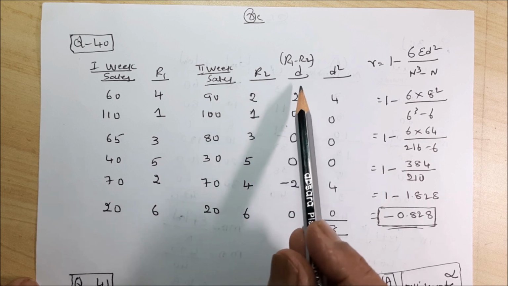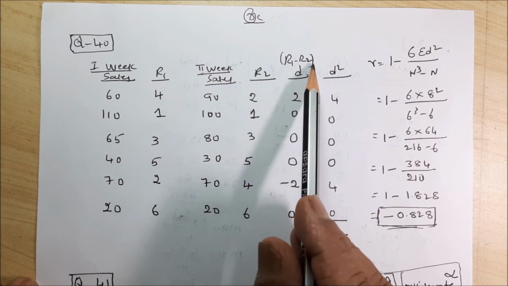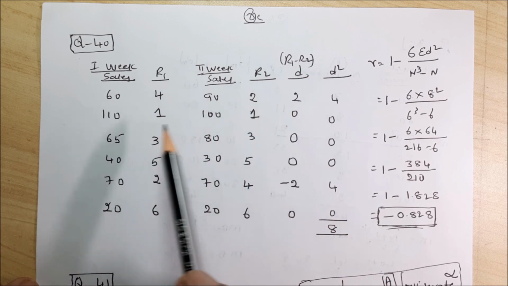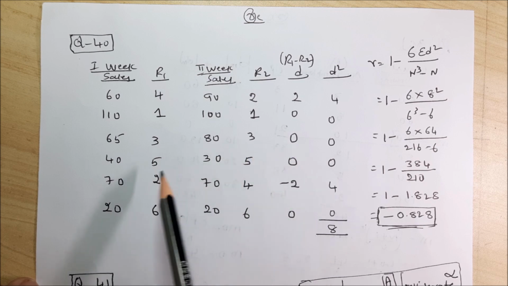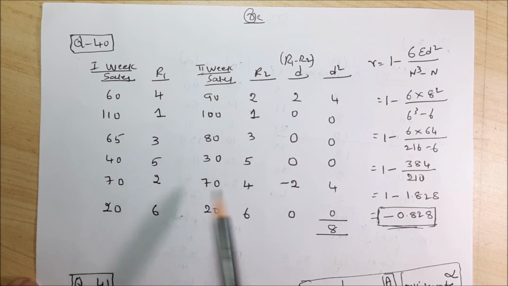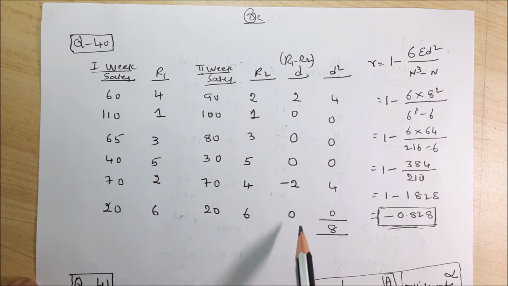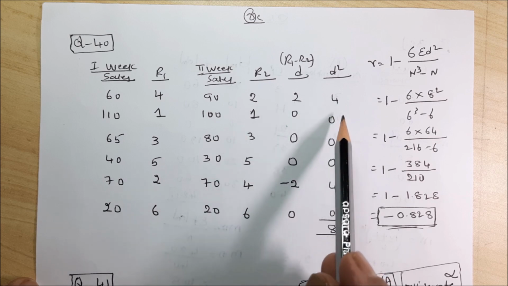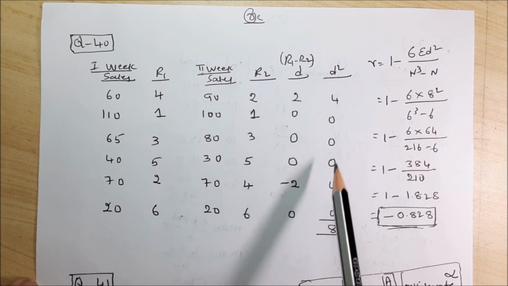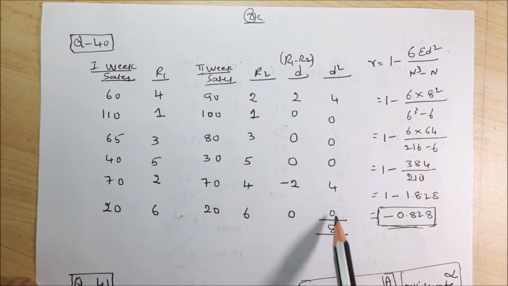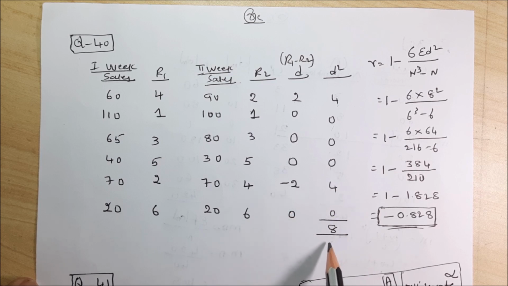Then you have to find out D, that is R1 minus R2. So 4 minus 2, 2, 1 minus 1 is 0, 3 minus 3 is 0, 5 minus 5 is 0, 2 minus 4 is minus 2, 6 minus 6 is 0. D square: 4, 0, 0, 0, minus 2 into minus 2 is 4, 0, then total is 8, sigma D square is 8.